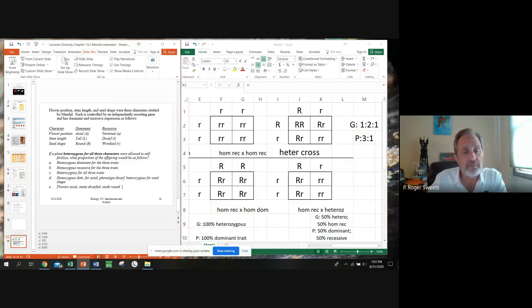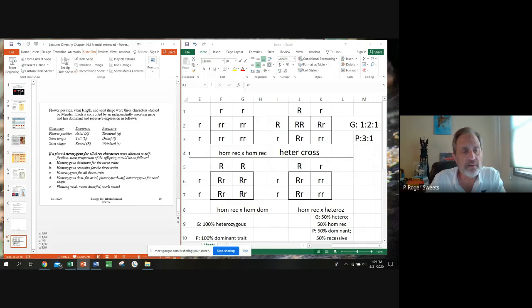Flowers axial, stems dwarfed, seeds round. I can do the same thing. All I got to do is look at one cross. Don't get confused. These are like variables in here, right? Flowers axial. Okay, that's asking for a phenotypical trait, phenotype. The axial is dominant, so that's going to be 3/4. Ooh, this can be fun, isn't it? Stems dwarfed, we know that already. That's going to be 1/4.